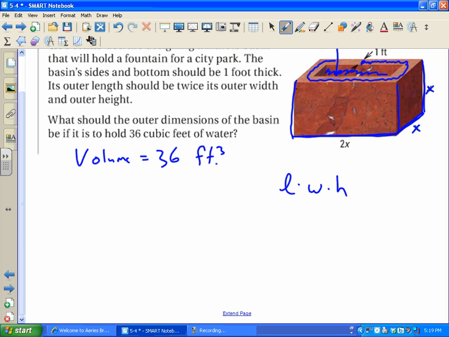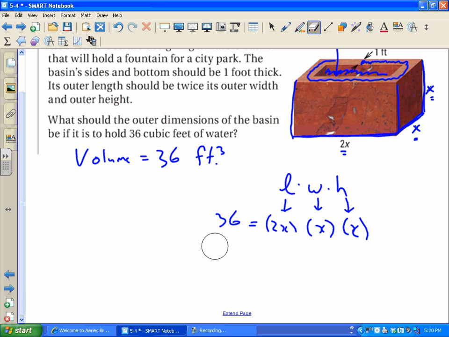And probably some of you are thinking, I'm just going to go length times width times height. They gave me the length, width, and height there, and I'm just going to multiply them. That's a 2x, that's an x, and that's an x. I'm just going to multiply them together and set that equal to 36. Well, that's not quite right. The reason is those are the outsides. 2x is the length on the outside here. X is the length on the outside, and X is the length on the outside.